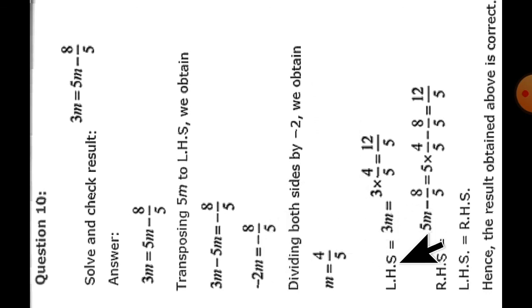Now LHS equal to 3m equal to 3 into 4 upon 5. This m value we will put in LHS. So 3 into 4 upon 5 equal to, 4 3s are 12. So 12 upon 5. And RHS is equal to 5m minus 8 upon 5. 5 into 4 upon 5, m is 4 upon 5. So 5 into 4 upon 5 minus 8 upon 5. So 5 4s are 20. 20 minus 8 upon 5 will be 12 upon 5.